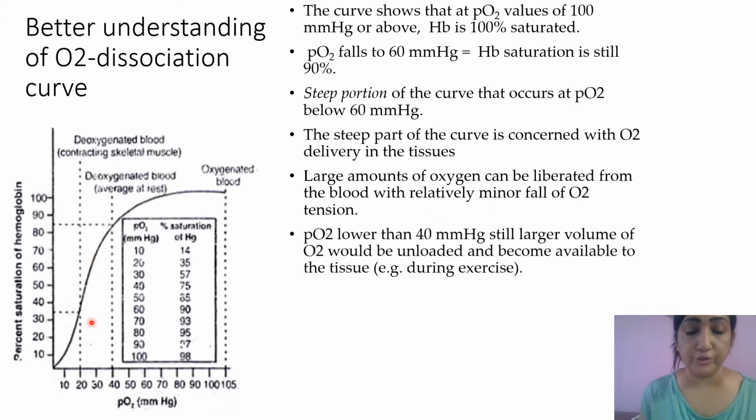That is very important. When the partial pressure of oxygen is lower than 50 millimeters of Hg, a still larger volume of oxygen would be unloaded. So it is actually a reservoir. After 40 also, so much oxygen can be delivered, because in reserve conditions, meaning during exercise, it has to deliver more oxygen.